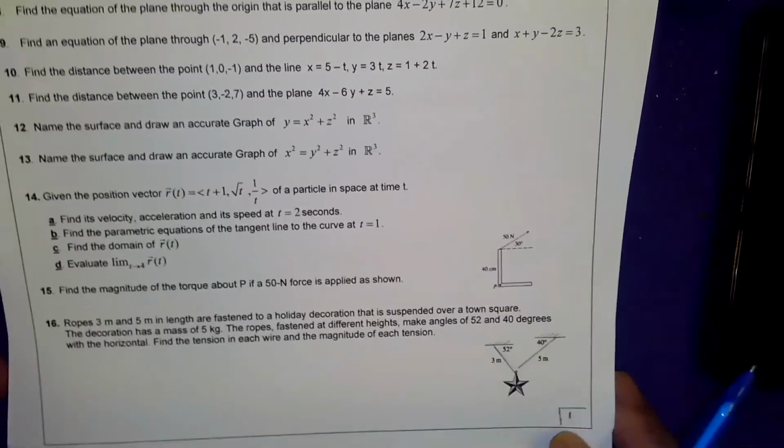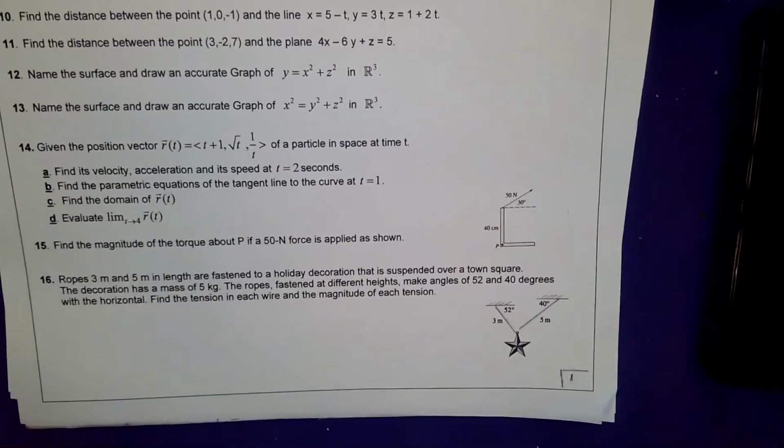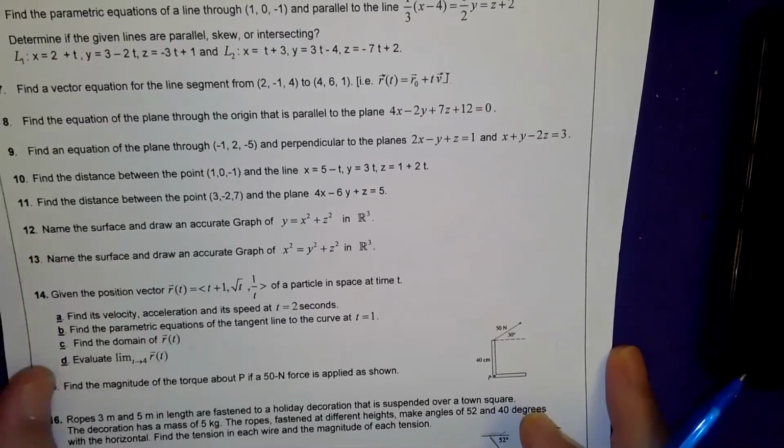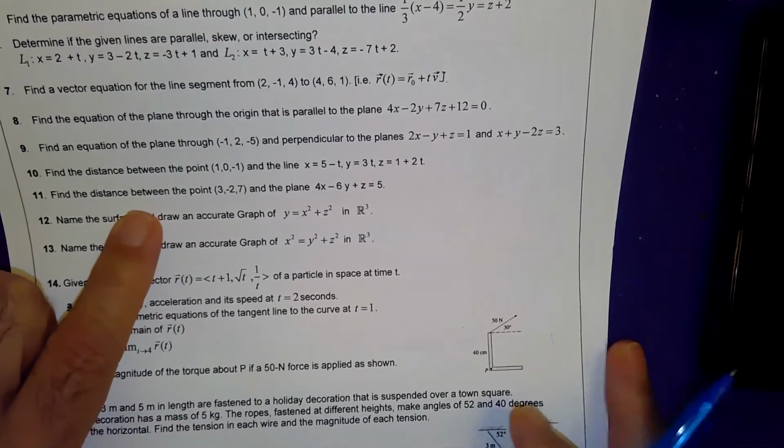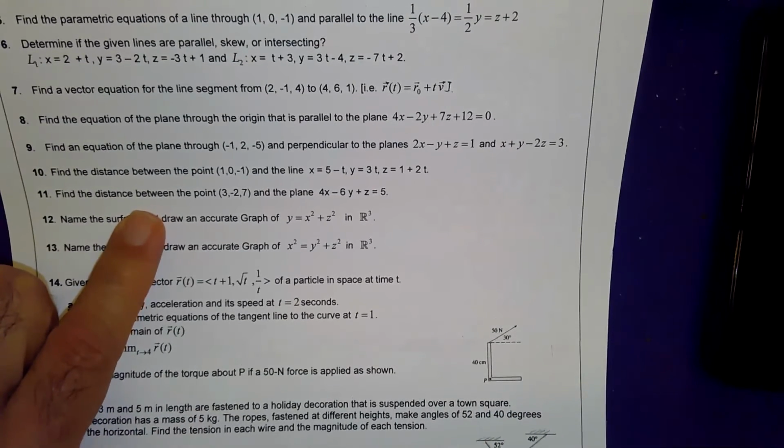Okay, anything else? Yes? I have a question on a part of number 11. Part of number 11. The distance between a point and a plane. Okay, which part? So I get that. So you have the plane, and then you use the normal vector of the plane, and then you pick a point on the plane, and then you draw lines, and you use the dot product.